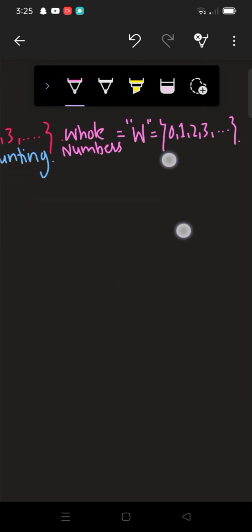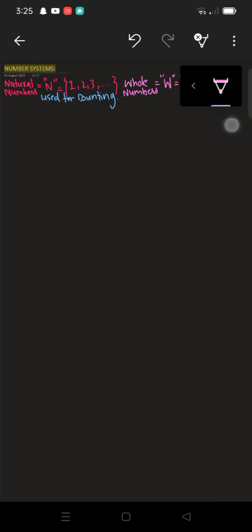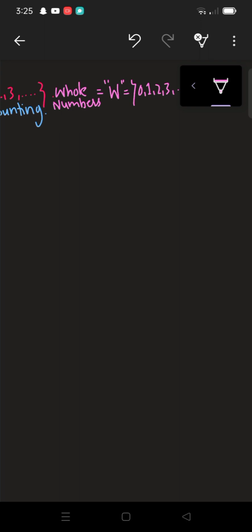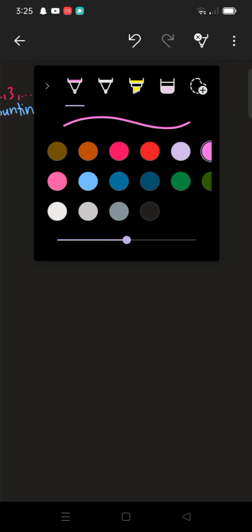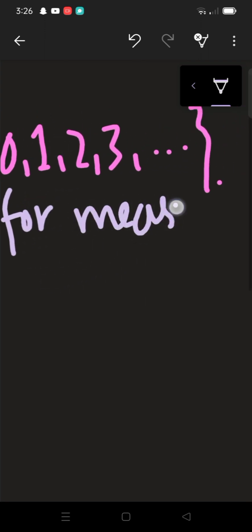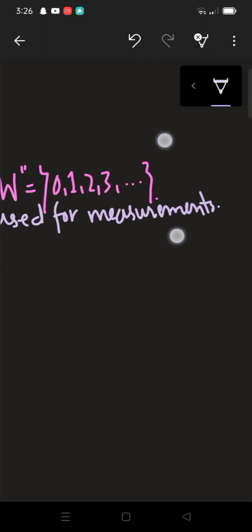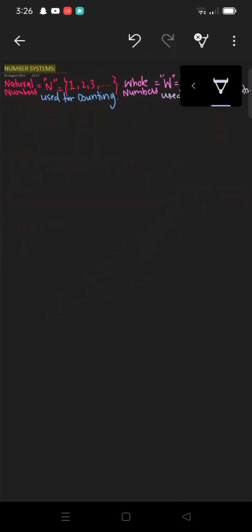Now where they are used, like we know that natural numbers are used for counting. However, here we have only introduced one number, which is 0. So are they also used for counting? Yes, of course they are used for counting, but there is a particular usage of this too. The whole numbers are basically used for measurements. Whole numbers we have discussed.